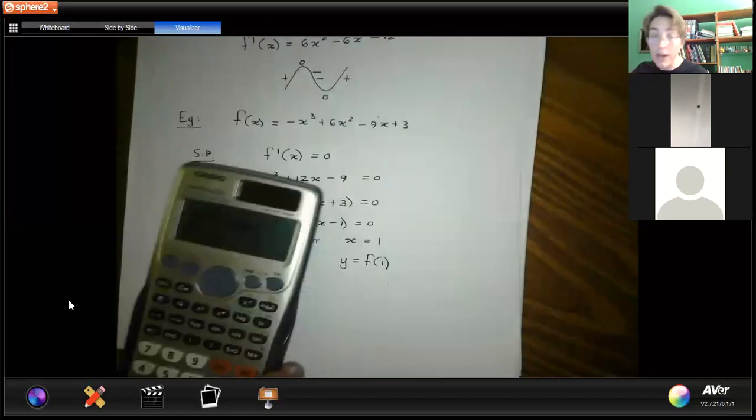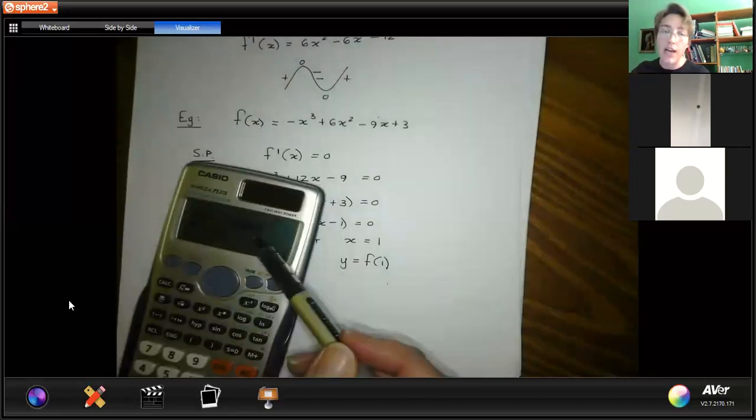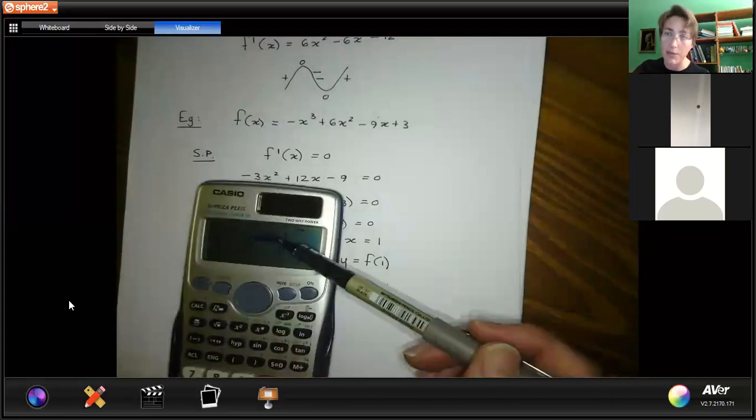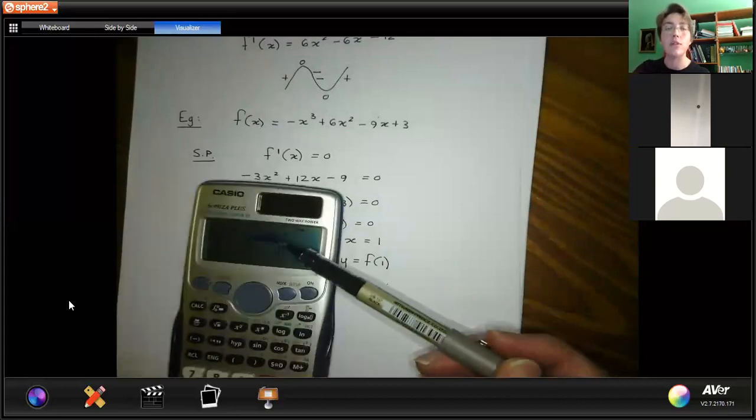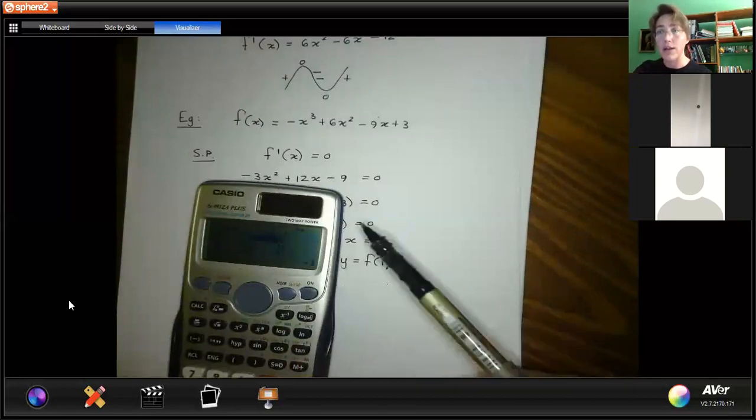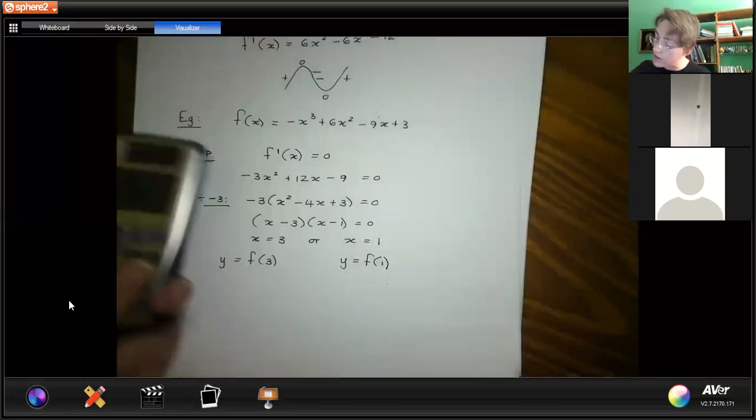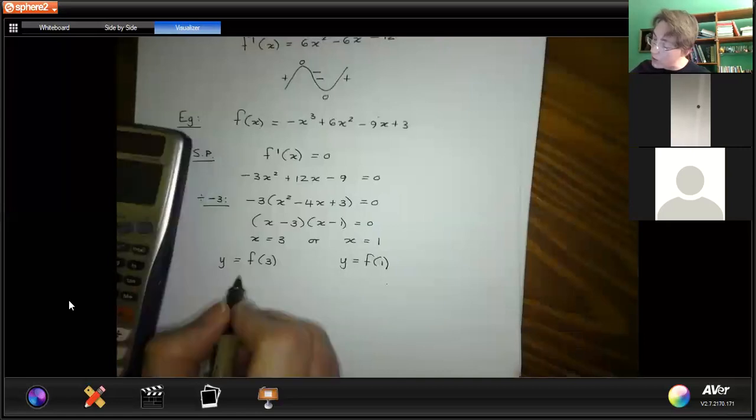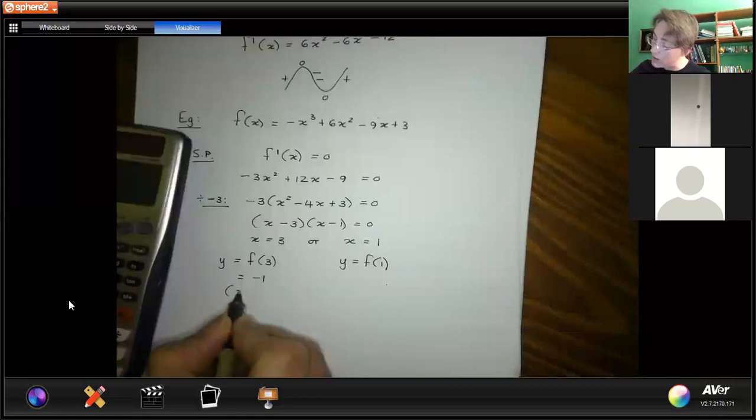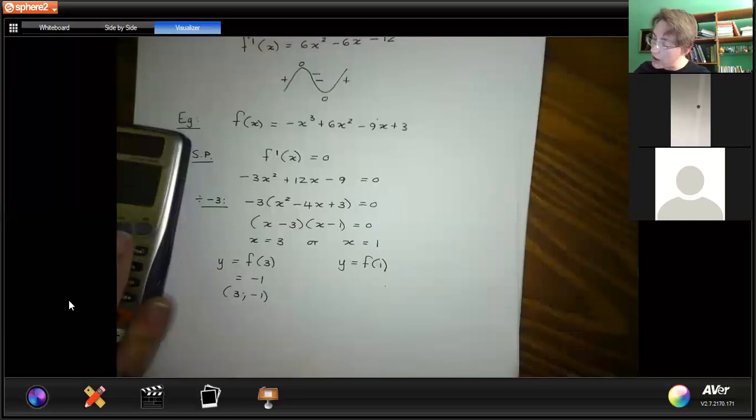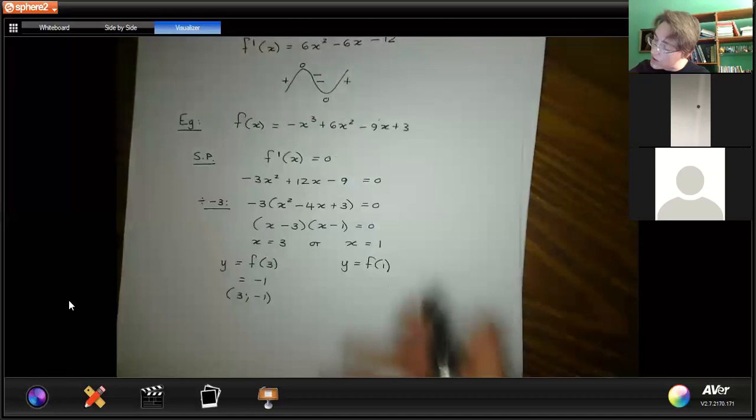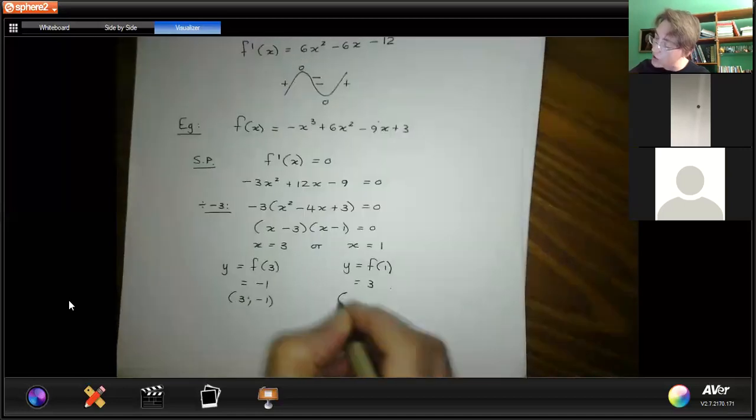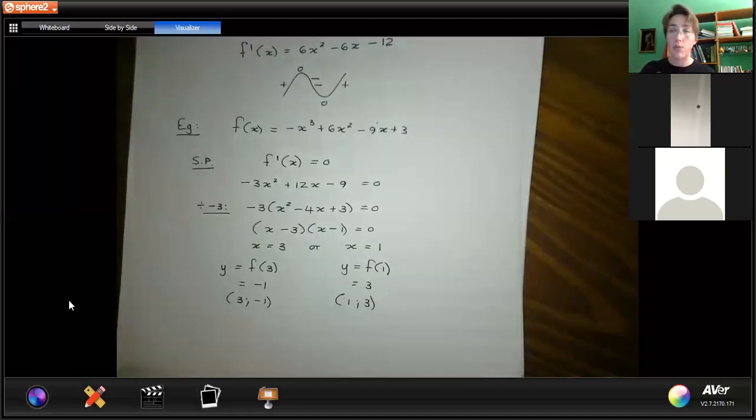I've got -1, and please remember, don't get confused. I've now entered f of x into this table function. I didn't enter the first derivative. So that means that -1, when it comes out, that's going to be my y coordinate. So this one's equal to -1. So it's the point (1; -1). That's the one stationary point or turning point. Then here at 3, they give me the value of 3. So that means the y value is 3. So this is the point (3; 3), which is the other stationary point. So that's my stationary points.